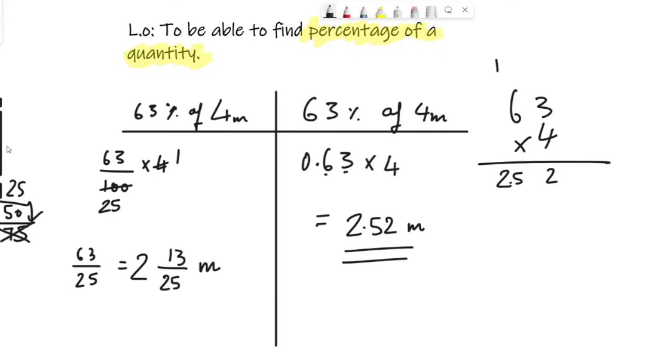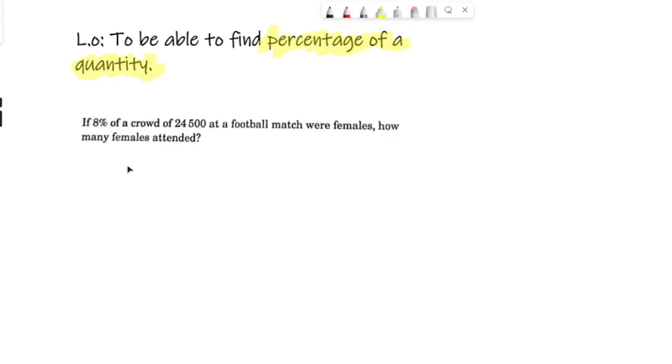Let's do some more examples. If 8% of a crowd of 24,500 at a football match were female, how many females attended? So 8% of the total 24,500 people were female. How many females were there? 8% of 24,500. I'll use the other method. 8% in decimal will be written as 0.08, because I told you we move the decimal 2 times. 0.08 times 24,500.